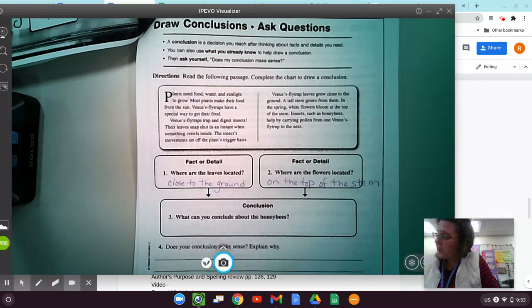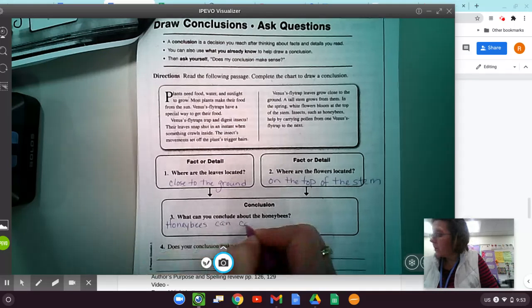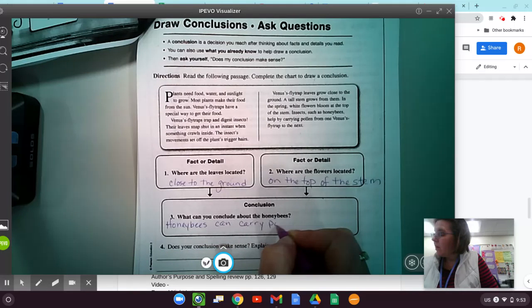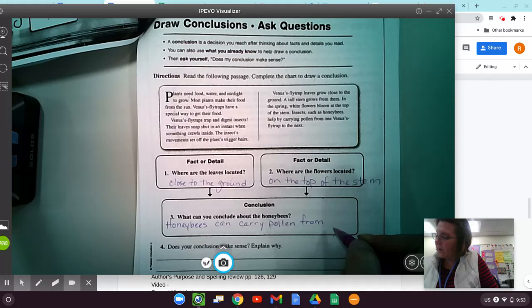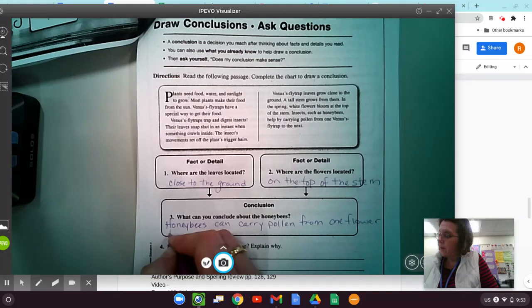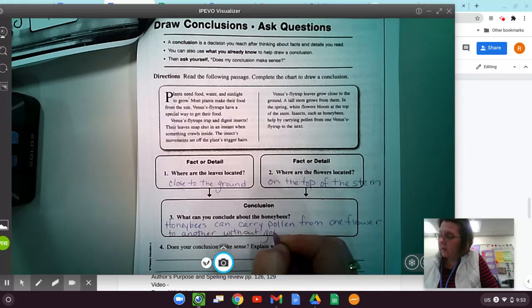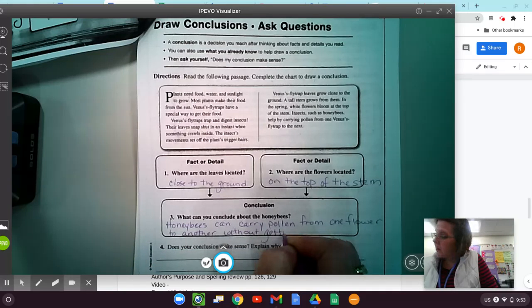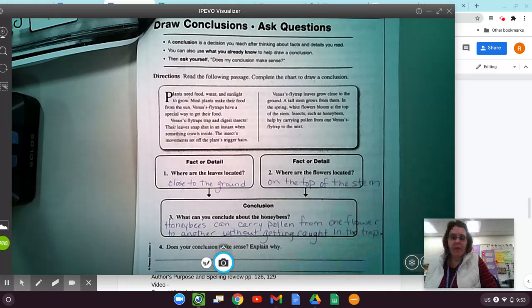So honeybees can carry pollen from one flower to another without getting caught in the trap. Okay? You need to pause and get that written down.